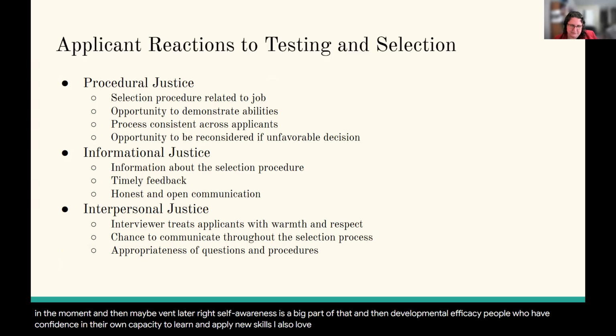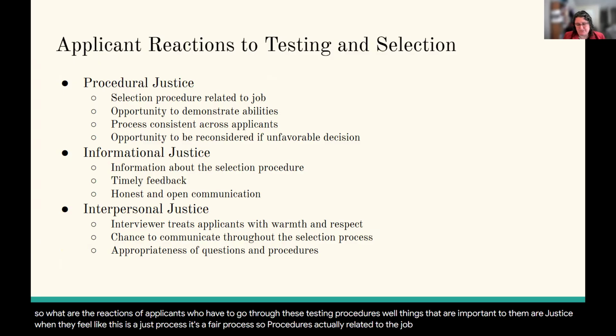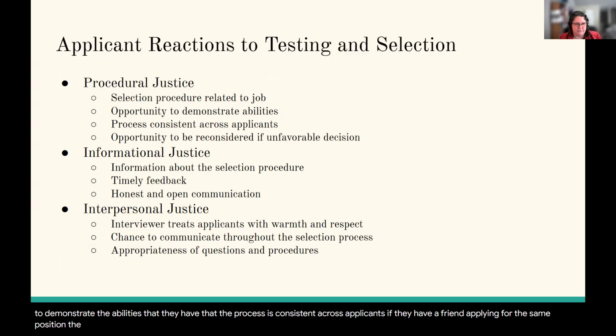I also love that your book includes this chapter because I think it's really important. So, what are the reactions of applicants who have to go through these testing procedures? Well, things that are important to them are justice, when they feel like this is a just process, it's a fair process. So, procedural justice, they think the selection procedure is actually related to the job and not just superfluous. The opportunity to demonstrate the abilities that they have, that the process is consistent across applicants. So if they have a friend applying for the same position, the friend didn't have a different process. Opportunity to be reconsidered if there is an unfavorable decision.